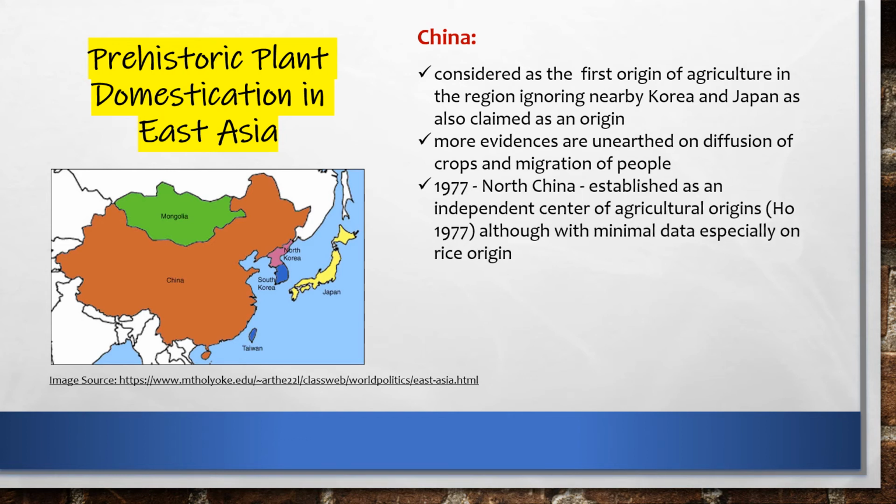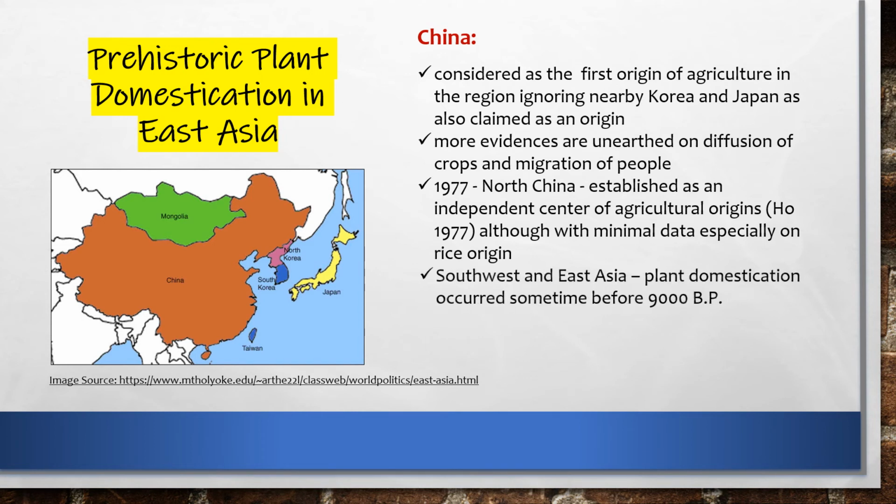And in 1977, si Ho, okay, in-establish niya ang North China as an independent center of agricultural origin, apart from the other parts of China. Although, minimal nga ang data dito, especially on rice origin. And in Southwest and East Asia, plant domestication occurred sometime before 9,000 years before present. Okay?